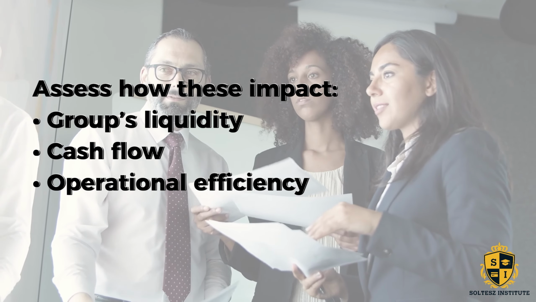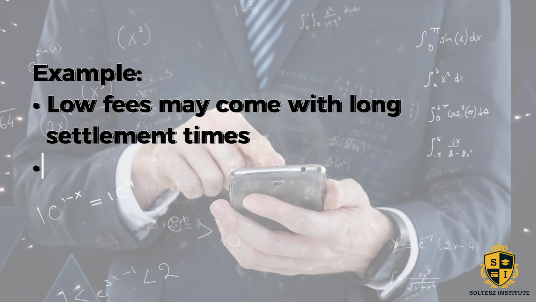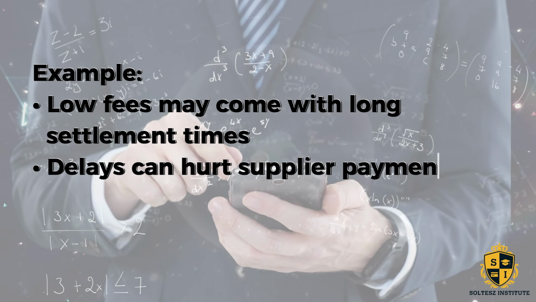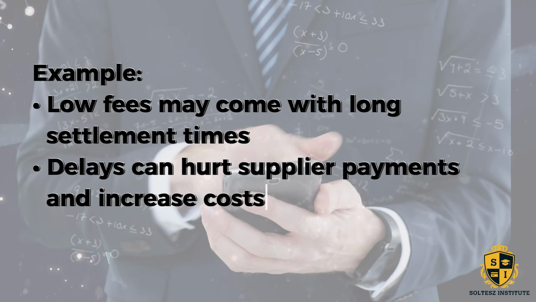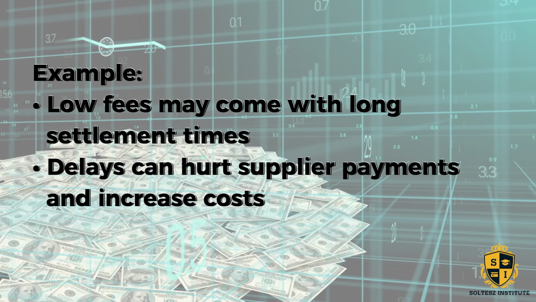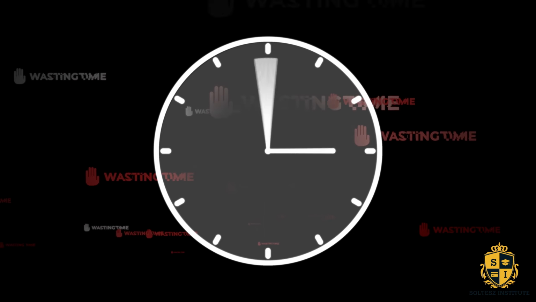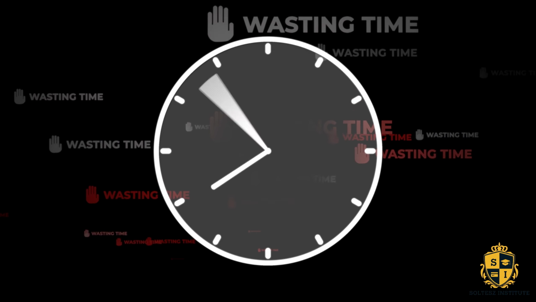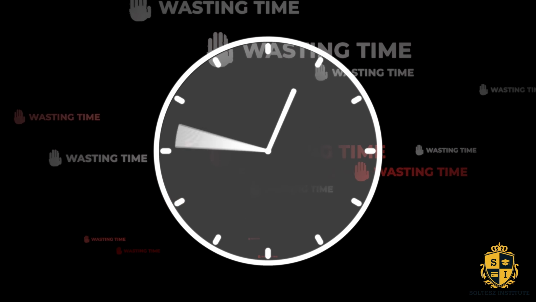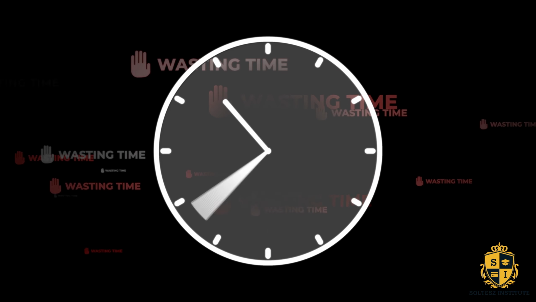For example, if a payment provider offers attractive fees, but it takes longer to settle the transaction, it can seriously affect the company's ability to pay their suppliers, which can lead to lost opportunities or increased costs. So understanding these timelines helps businesses maintain healthy cash flow and avoid disruptions, making this step critical for operational efficiency.